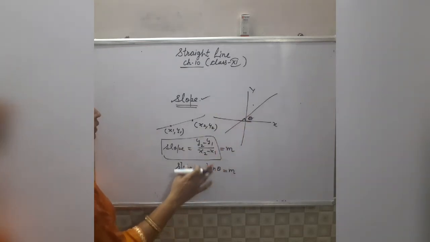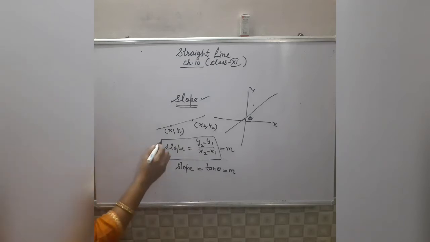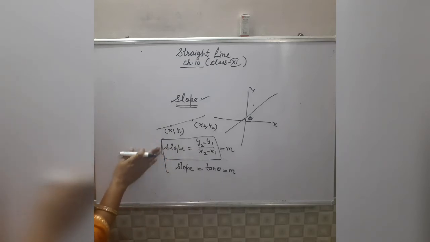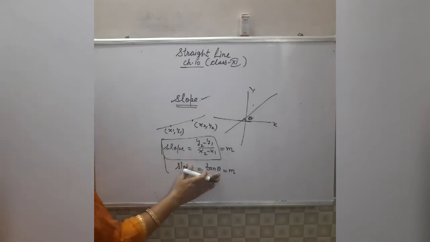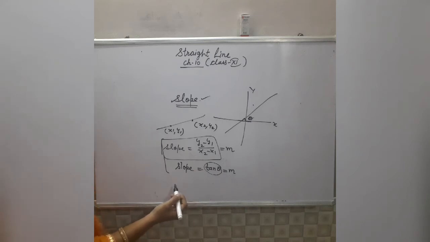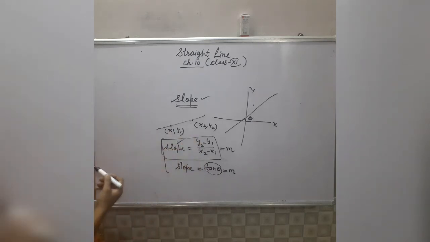If in place of angle 2 points of a line are given to you, in that case we will use the formula y2 minus y1 by x2 minus x1. So these two formulas are there for finding the slope. You will use any one out of these two according to the given statement. Listen again, if angle theta is given to you, you will use tangent theta for slope. If 2 points of a line are given to you, then you will use the first formula for finding the slope.